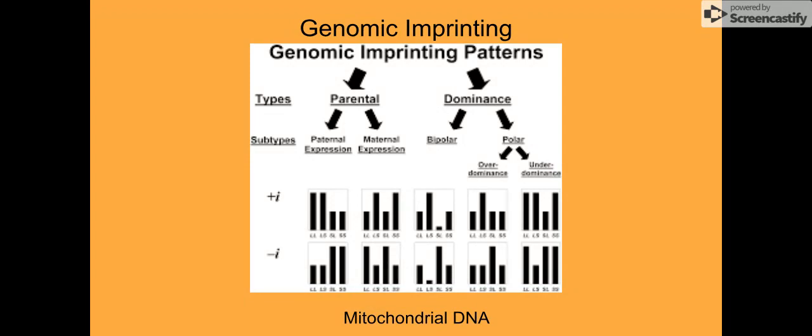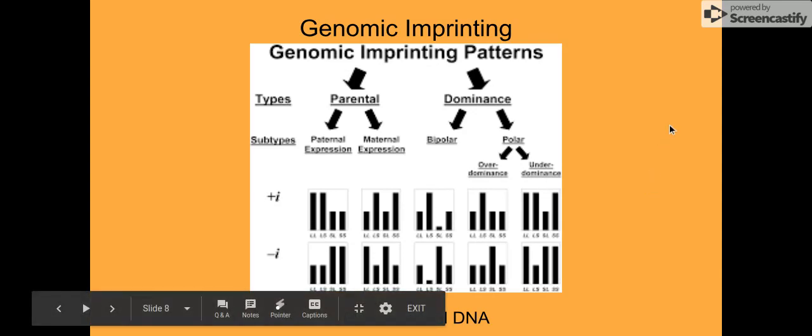Mitochondrial DNA only comes from your mother, and she got it from her mother, and she got it from her mother. Mitochondrial DNA only passes through the mothers.